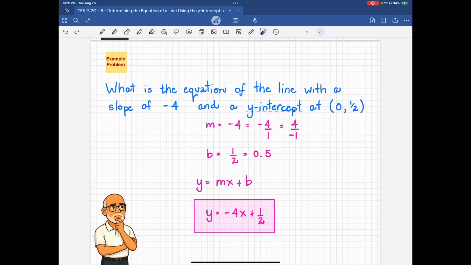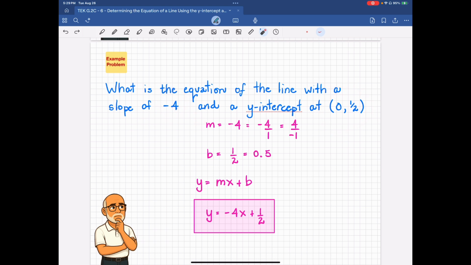Let's look at another example of using the slope-intercept form to write the equation of a line. Our directions read, what is the equation of the line with a slope of -4 and a y-intercept of (0, 1/2)? So in our heads, we should be able to see that if we graph this, if this is 1, this would be 1/2. So it would go through the axis right at this 1/2 mark. So that is our y-intercept. I'm just going to take the data and write it separately. So I know that my slope is -4.